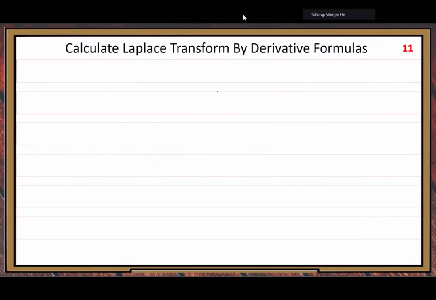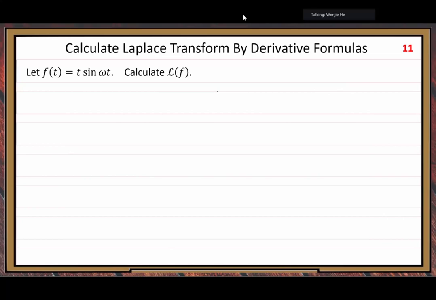Next, calculate the Laplace transform by derivative. I show you one example. In this example, we apply those two formulas. The goal is to calculate that, although you can calculate it directly.